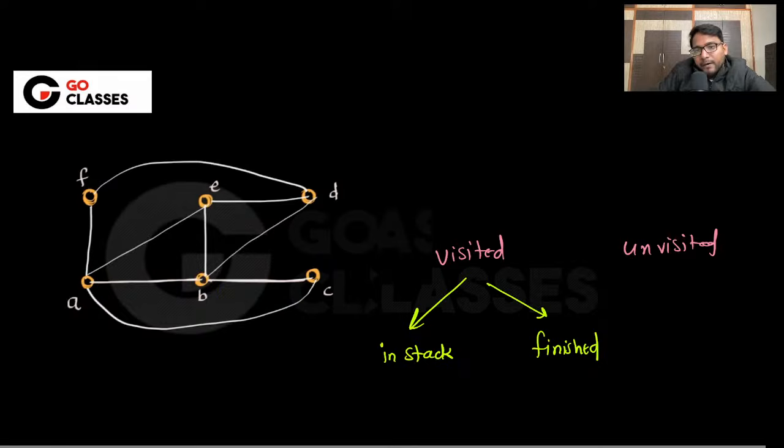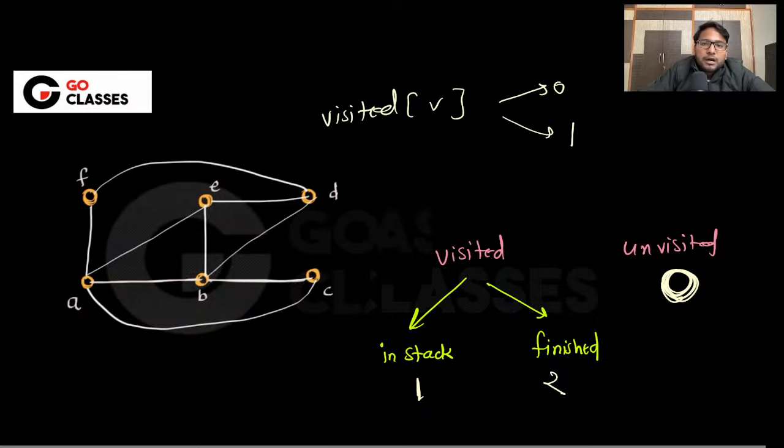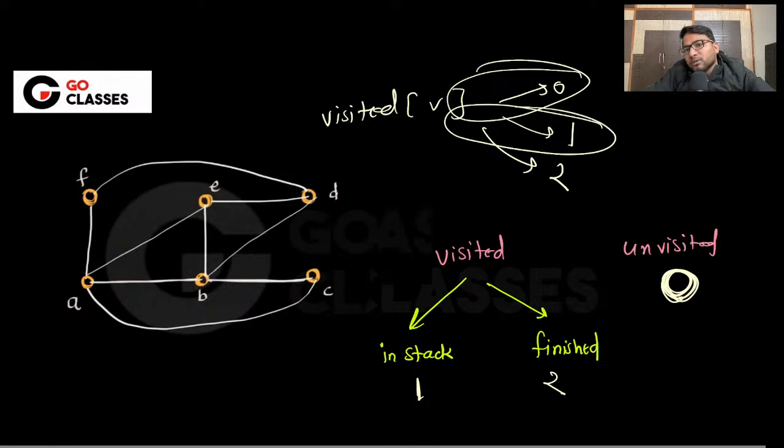Here in Corman, they have used colors also. Instead of saying in stack, finished, unvisited, they are saying 0, 1, 2. Unvisited is 0, false, and true maybe 1, this is 2 or something like that. You can maintain some array visited. Earlier we were maintaining that array with 0 or 1, true or false, right? But now they are saying 0, 1, 2, which means 0 means unvisited, 1 means visited and in stack, 2 means visited and finished.